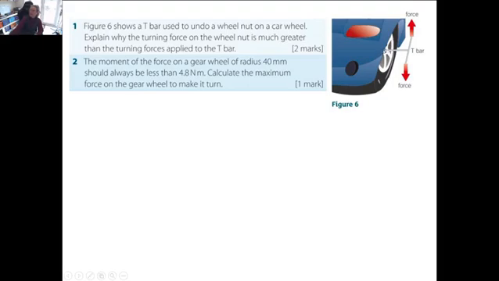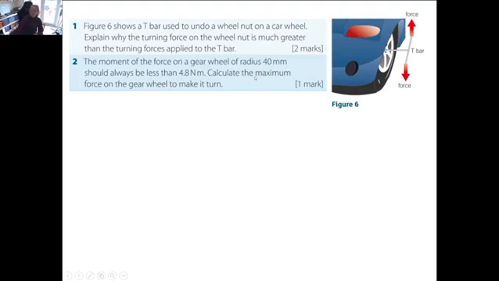So here you're having to apply a much greater force over a very tiny distance, compared with here where you're applying a much smaller force over a much larger distance, and that creates the same moment and allows you to undo that nut quite easily.